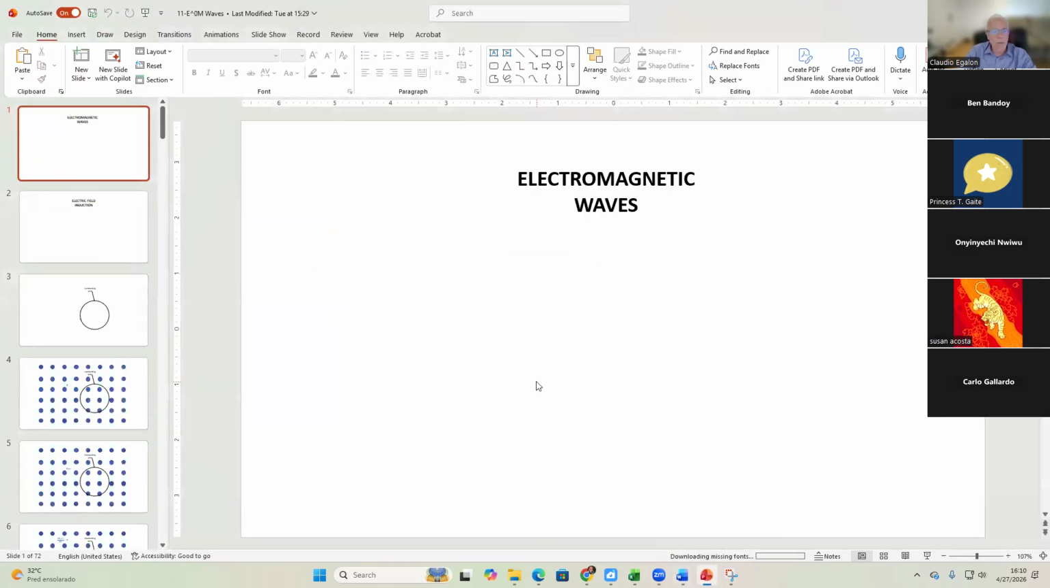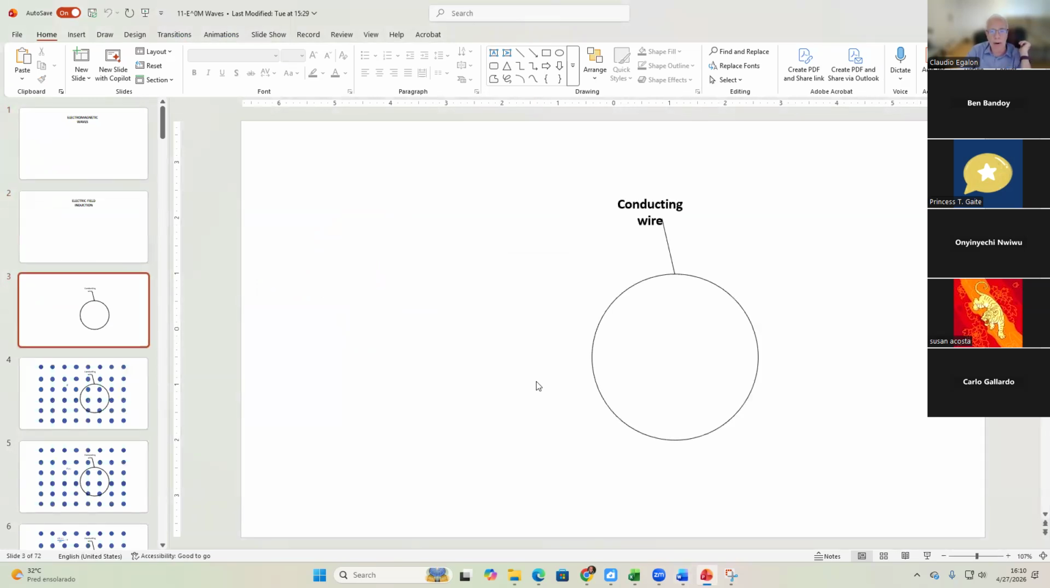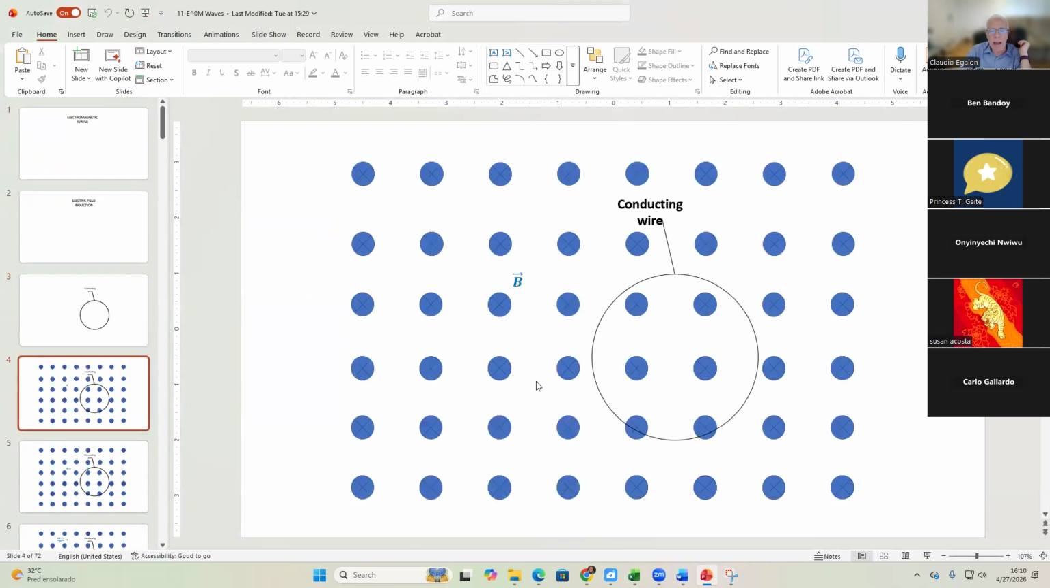Okay, electromagnetic waves. So here you go. The story that I initially told you was the following: you need a conducting wire and a magnetic field that changes in time to measure an electric potential difference that was induced.